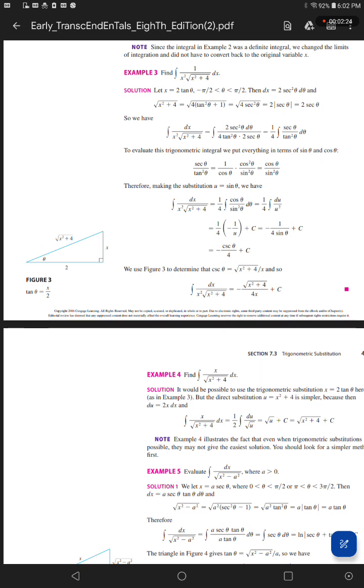the integral of dx over x squared times the square root of x squared plus 4 equals 1 over 4 times the integral of cosine theta over sine squared theta d theta, equals 1 over 4 the integral of du over u squared, equals 1 over 4 open negative 1 over u close plus C, equals negative 1 over 4 sine theta plus C, equals negative cosecant theta over 4 plus C.